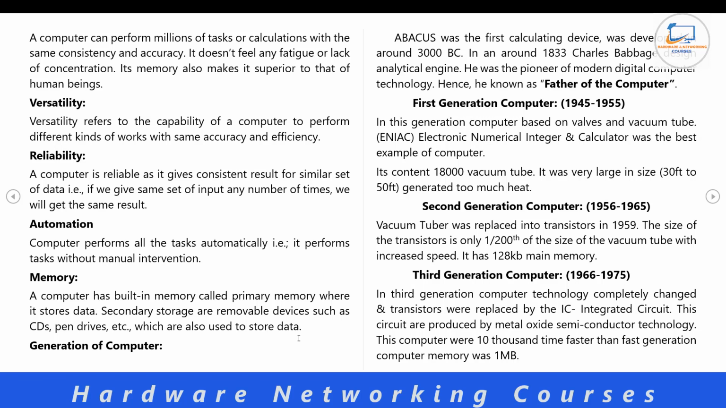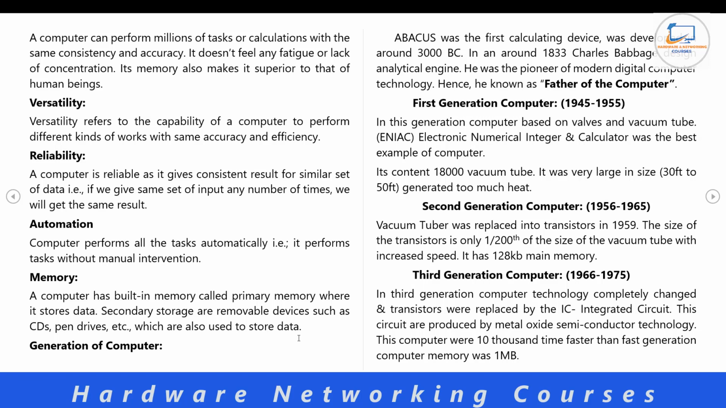First generation of computer, from 1945 to 1955. This generation of computers was based on valves and vacuum tubes. ENIAC, whose full form is Electronic Numerical Integrator and Calculator, was the best example of the computers of that time. It contained 18,000 vacuum tubes. It was very large in size, 30 to 50 feet, and generated too much heat.